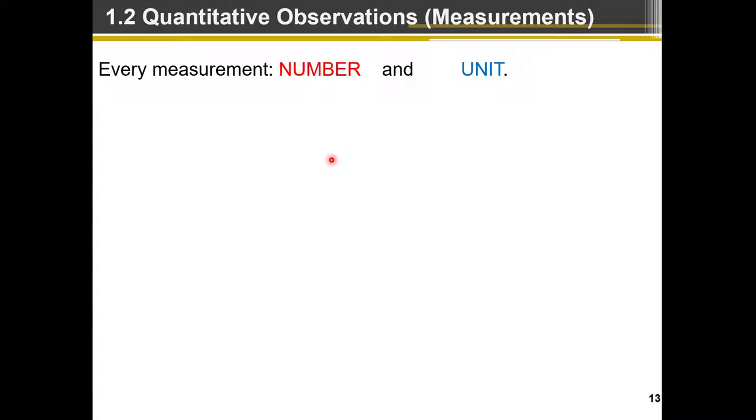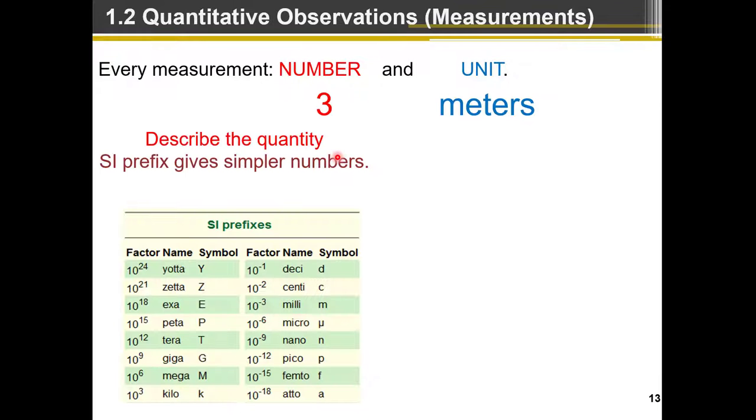In this video, we'll focus a little bit more on quantitative observations or measurements. Any measurement should contain a number and a unit. The number is used to describe the quantity of the measurement, and typically we use SI prefixes to simplify the numbers that we use. If we have to use very small numbers or very large numbers, we'll typically use some of the common SI prefixes.